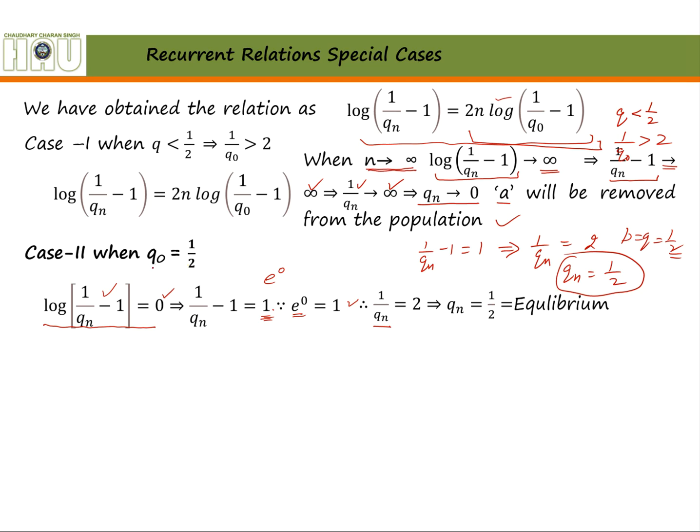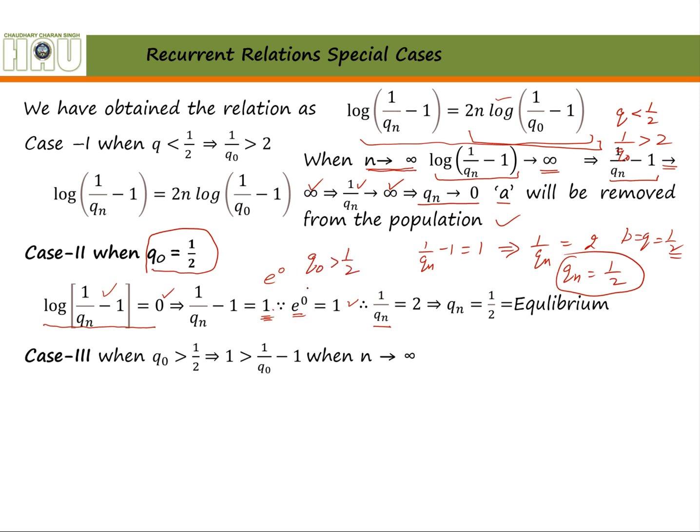So when q0 is equal to half, for large n, the population will be in equilibrium. Case 3, when q0 is more than half, q0 is greater than half, it implies that 1 is greater than 1/q0 − 1 when your n is very, very large.